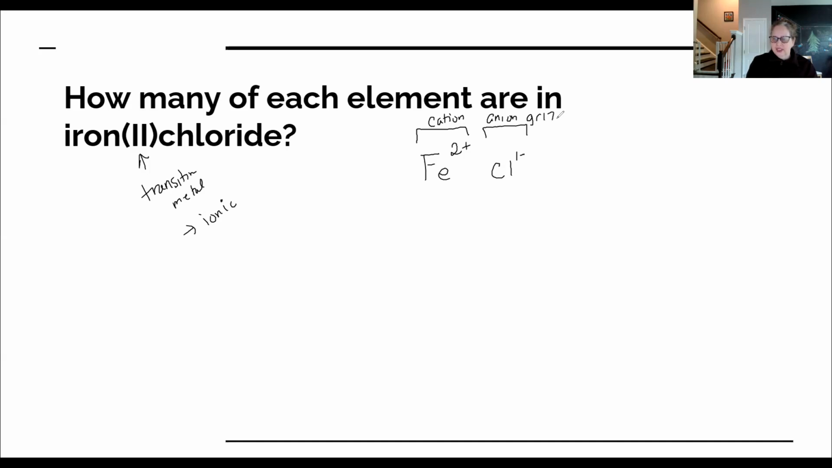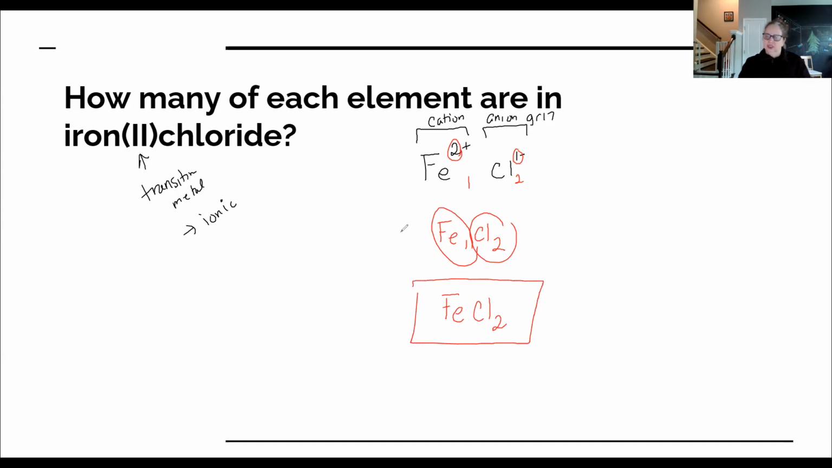Chlorine is in group 17. Everybody in group 17, that's that column right next to the noble gases, otherwise known as the halogens, always have a -1 charge. This is ionic, so I'm going to crisscross. Fe1Cl2. We have 1 iron for every 2 chlorines, fixed ratio because it's ionic. My actual model of the ratios would be FeCl2, just without the 1. That is the chemical formula.